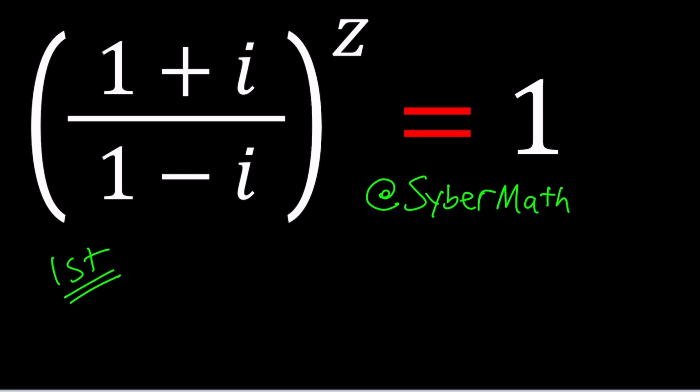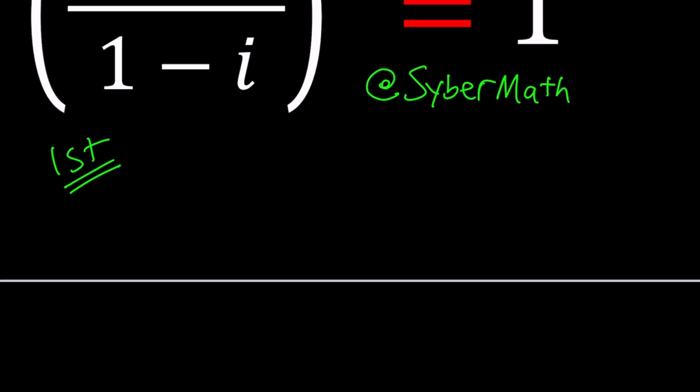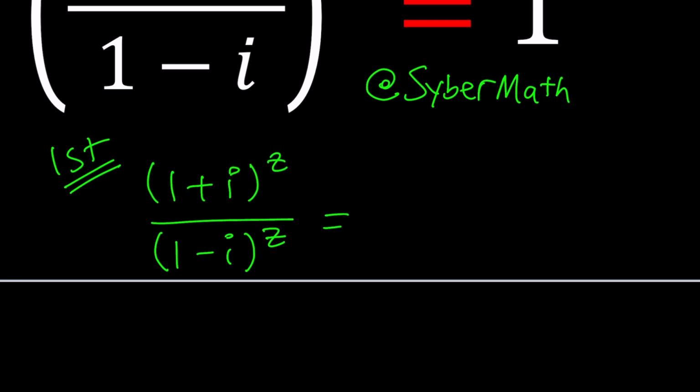Anyways, to solve this problem, here's my first approach. I'm going to raise the numerator and the denominator separately to the power z. Can we do that? I mean, we can do this with real numbers, but can we also do this with complex numbers? Does it matter if z is a complex number or real? Something to think about. But I did it. Too bad. Too late. I already did it.